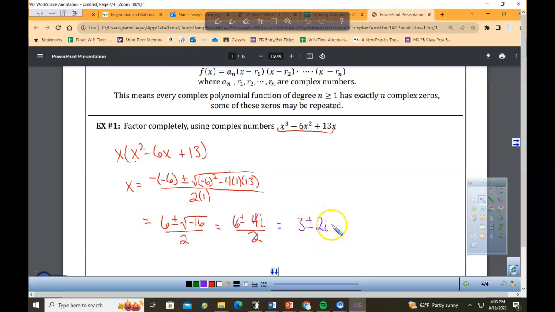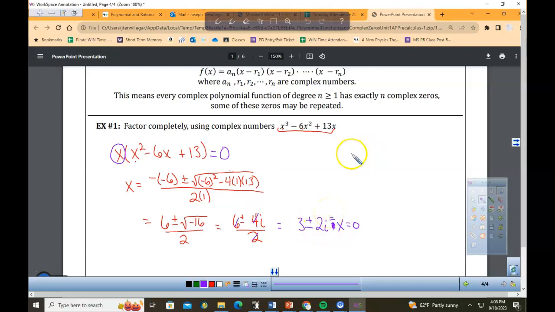Now, I have another solution too. Don't forget about this x up here. Because I'm finding out when does this equal 0, right? For my factors. If I think about it that way, so x is another one. Or, I'm sorry, 0 is another one. So these are my zeros: 3 plus 2i, 0, 3 minus 2i.